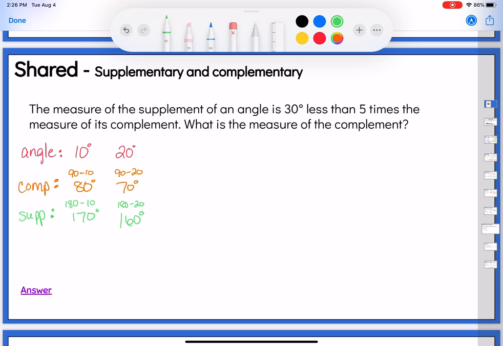What am I doing in my head every time? So I don't know what the angle is. So this time I'm going to call the angle x. So what was I doing? I was doing 90 minus 10. I was doing 90 minus 20. So this time I'm going to do 90 minus x, right? x and 90 minus x add up to 90 degrees. That's how I know that the complement would be 90 minus x.